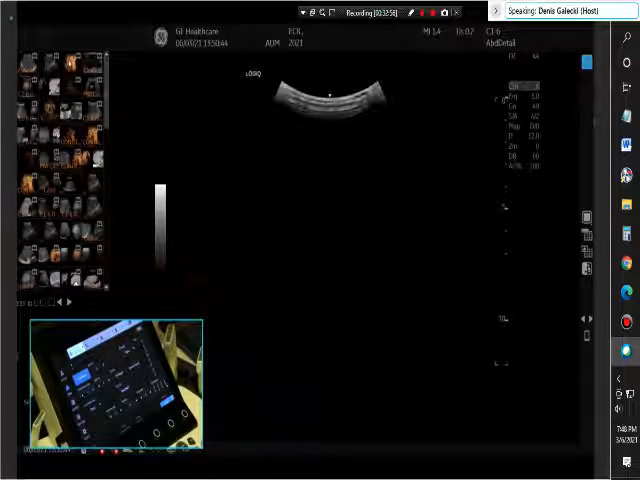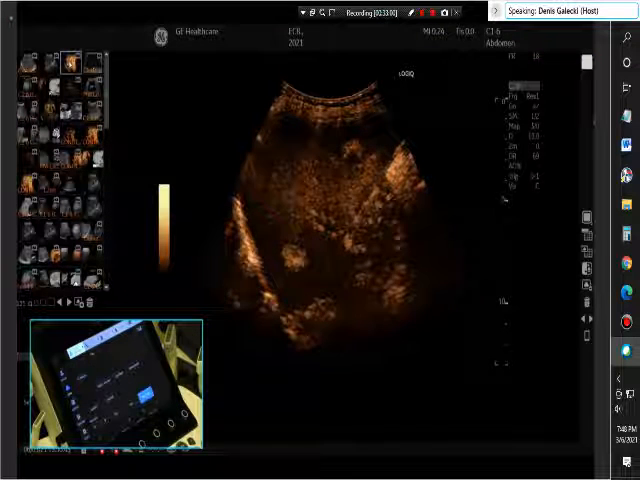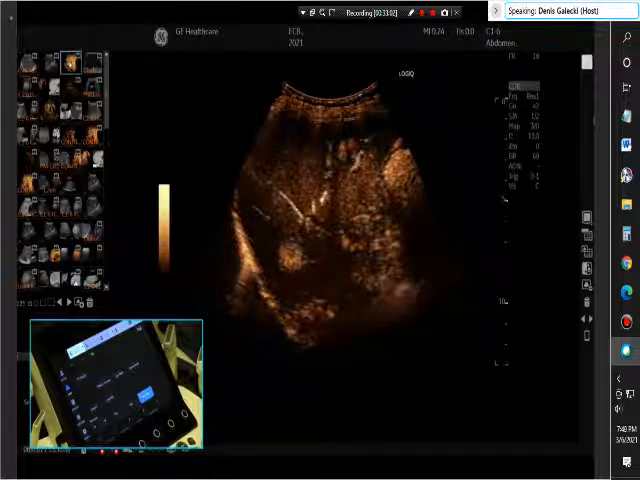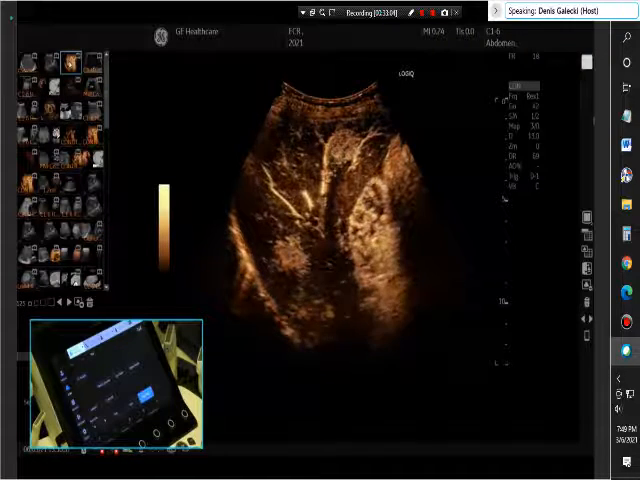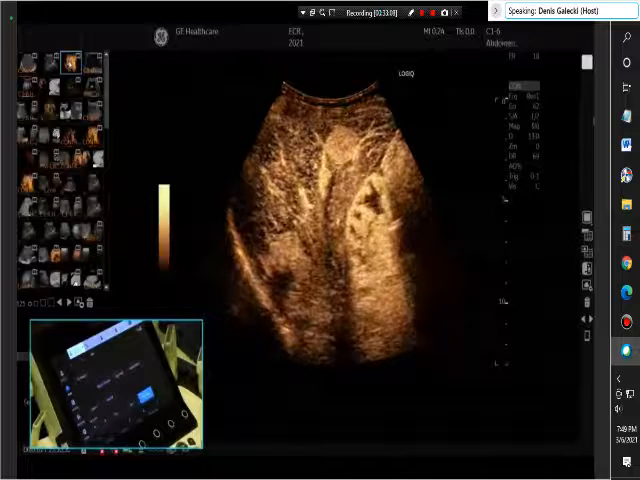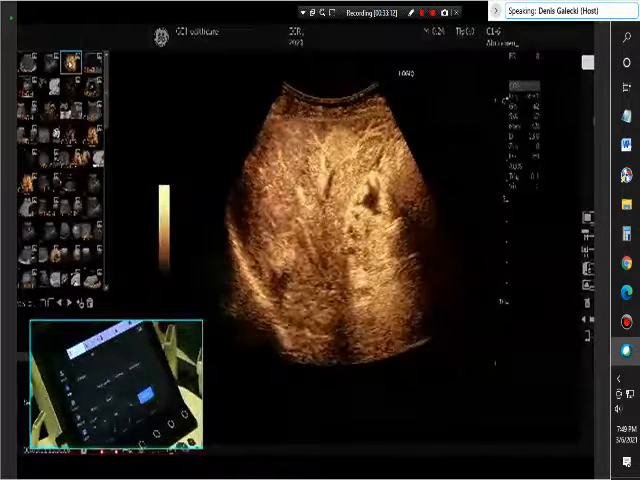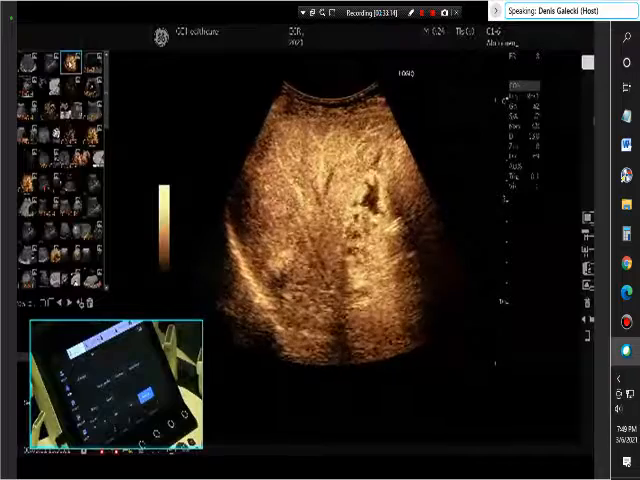As a next, I would like to point out our contrast-enhanced ultrasound. With contrast-enhanced ultrasound, we are providing different types of technique, the amplitude modulation, as well as phase inversion technique.